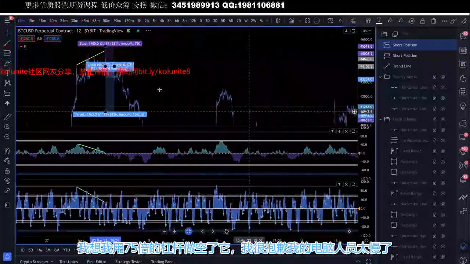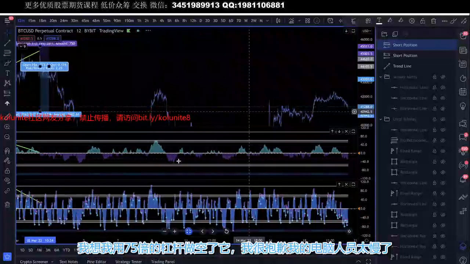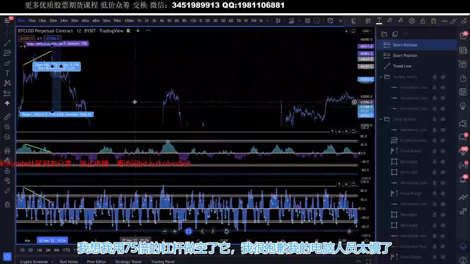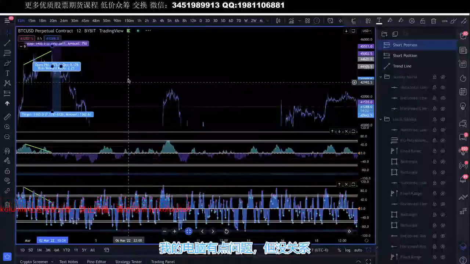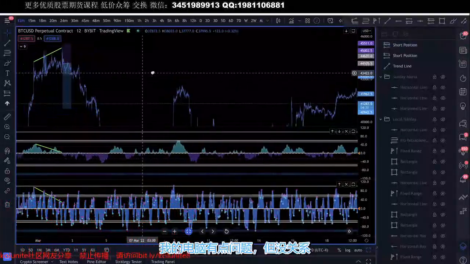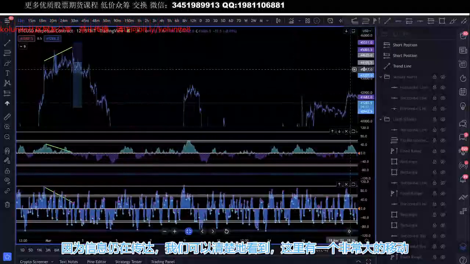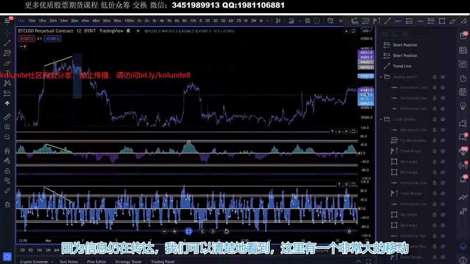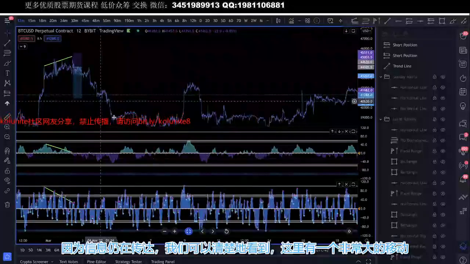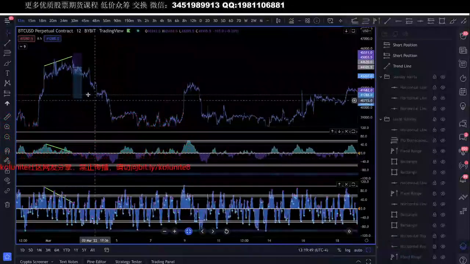I think I shorted this with like 75x leverage, and I'm sorry about my computer being slow, guys. I really need to get a new one. There's something wrong with it here, but that's okay, because the information is still being communicated clearly. We can see there was a really massive move down here.